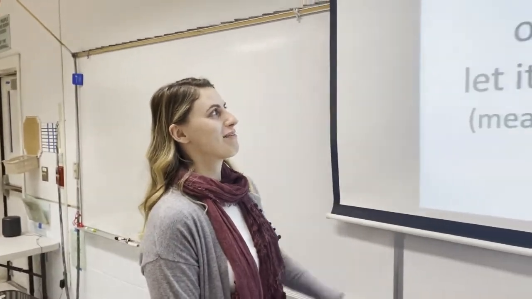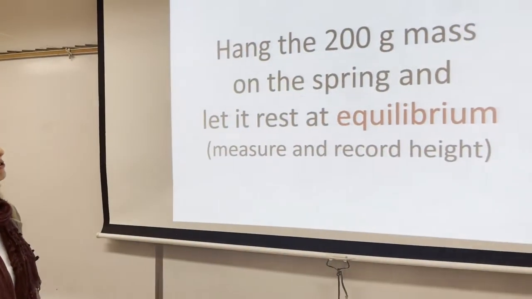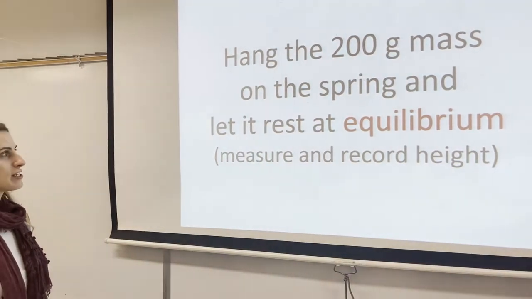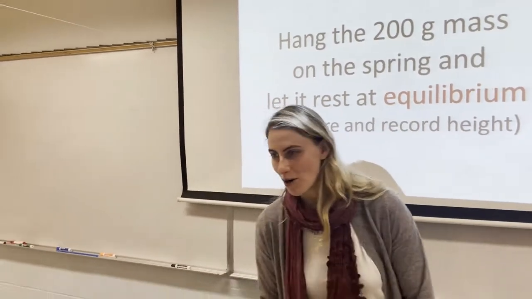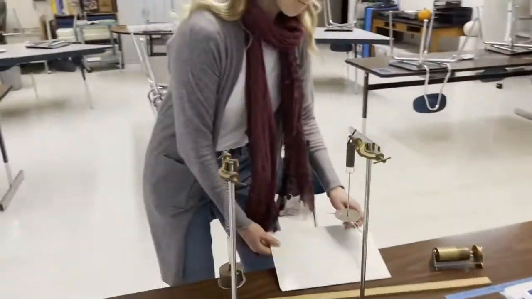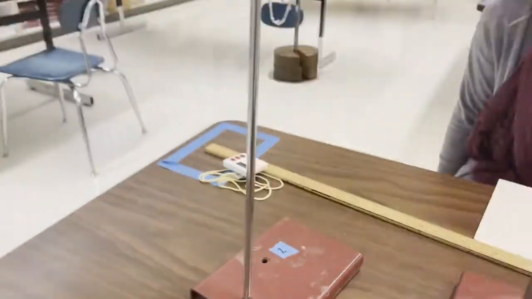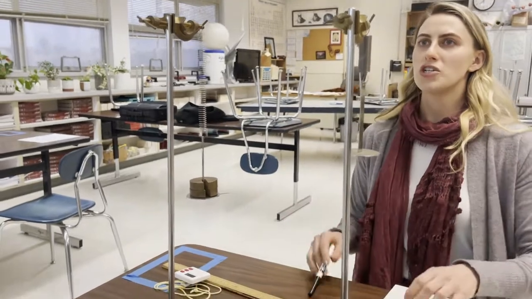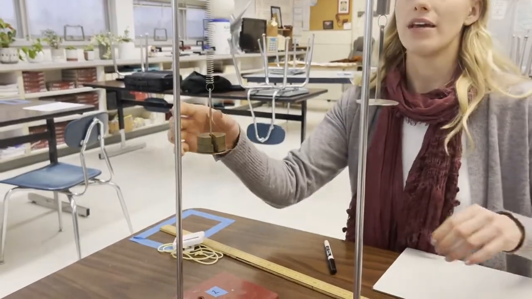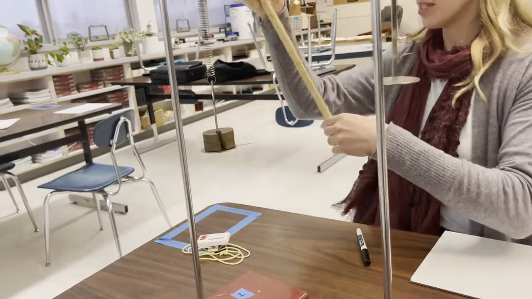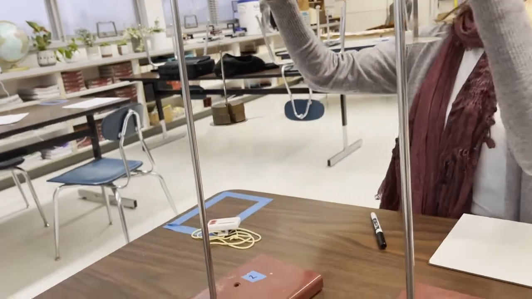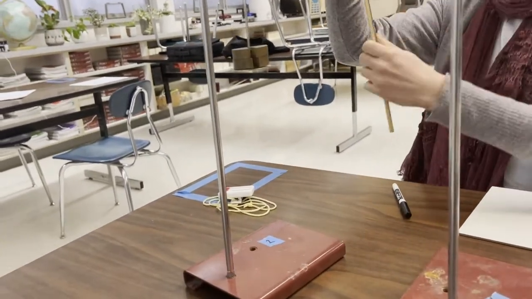We are going to start off by hanging a 200-gram mass on the spring and letting it rest at equilibrium. Measure and record data. You should record this in your journal, or your notes, I should say. So we want to measure and record the height. That's equilibrium. That's 200 grams.